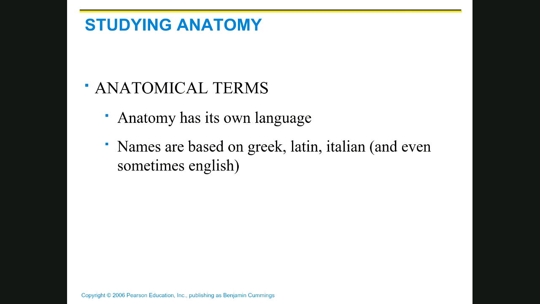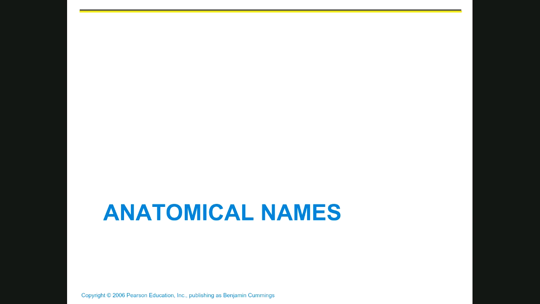It's called that because anatomy really does seem to have its own language, because when you read it, it's not usually English. It's going to be Greek or it's going to be Latin. Sometimes it's Italian or German, and a few times it's English. But it's mostly these things, Greek and Latin. And so when we learn the names of body parts, we don't use Greek and Latin. And so we have the common names for things, and then we have the anatomical names.